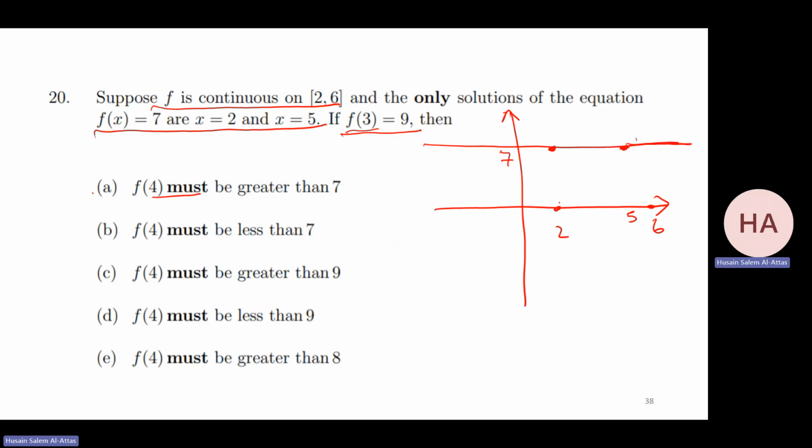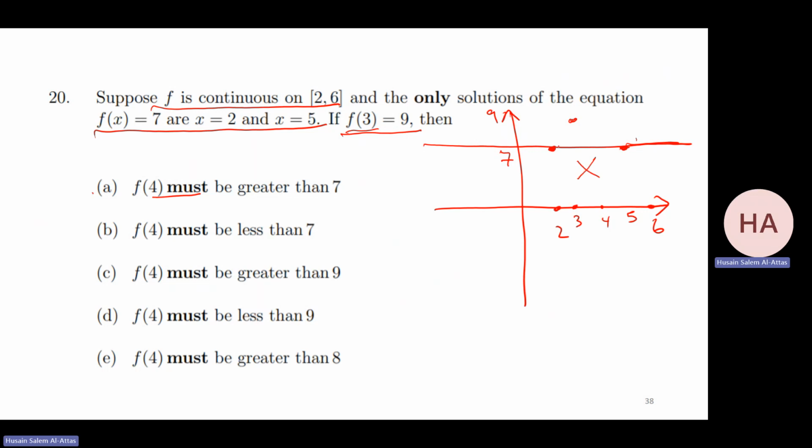Now he gives us more information. He said at 3, the value is 9, somewhere here, which is 9. This is at 3. Now he's asking about f at 4. This will be f at 4. F of 4 cannot be here.